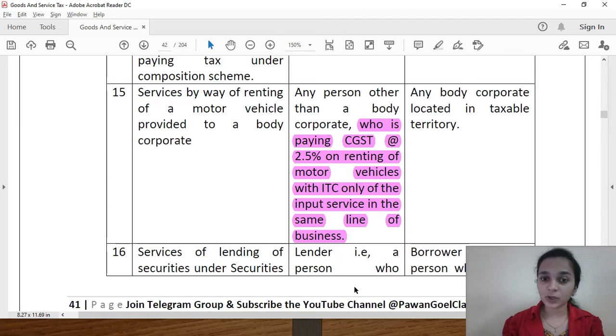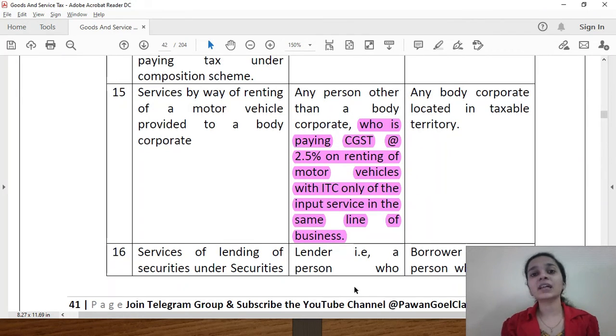So here, first of all, the supplier is a person other than a body corporate and who is paying GST at the rate of 5% on renting of motor vehicles and claiming ITC only with respect to the input service which is of the same line of business, and the recipient here is a body corporate. So I hope the thing before amendment is clear. Before amendment it was simple.